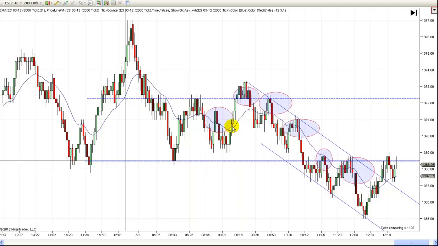But you could have gone long out of here. I wanted to take this trade. I talked myself out of it, but that's the way it goes sometimes. And it was a nice move up. But we got a chance to get short again right here.